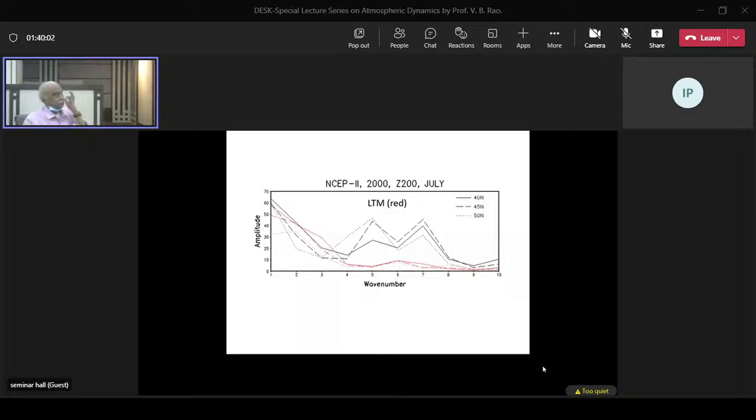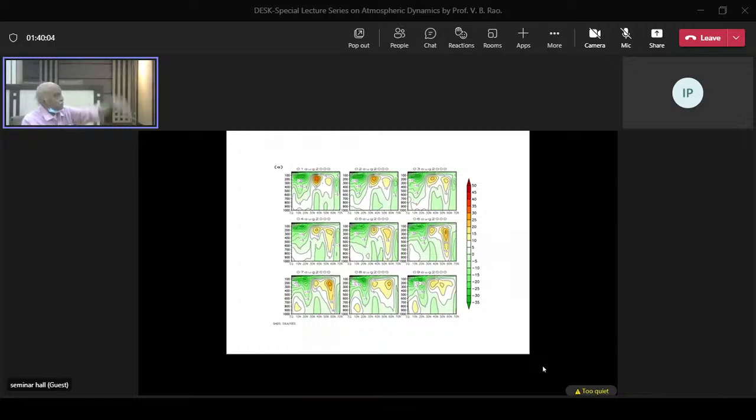So next picture. So these are some of the cases. You see the high pressure. So what we suggested in this paper is published. I can send you, you also can see.